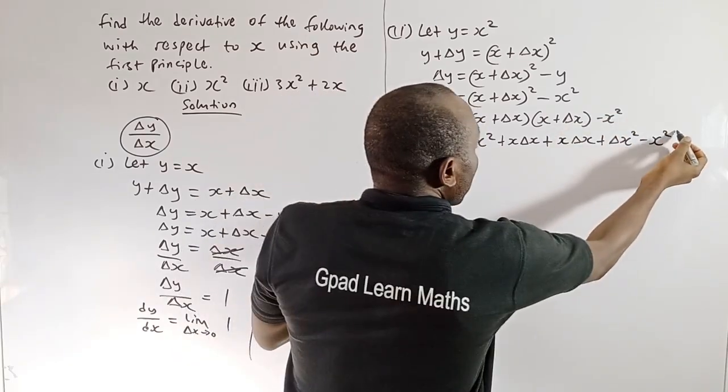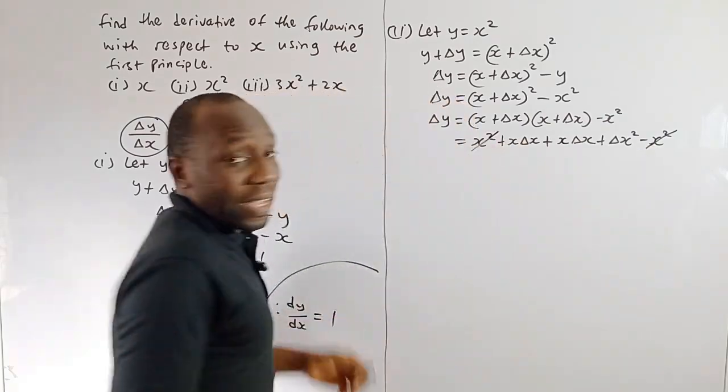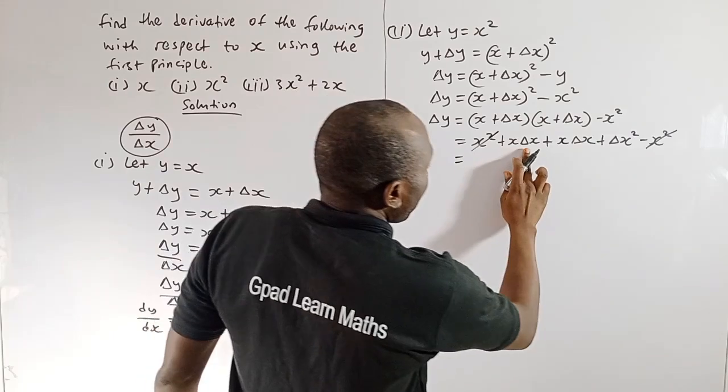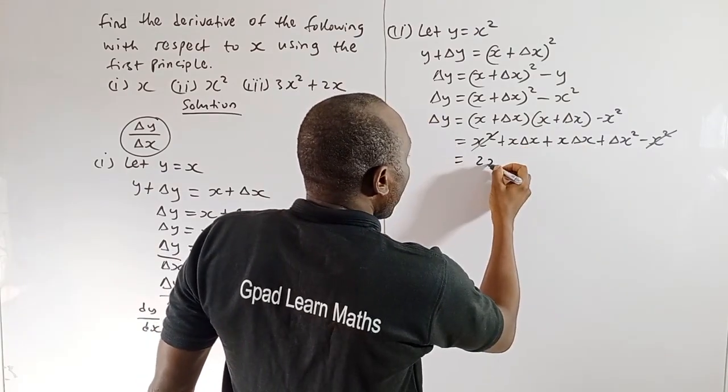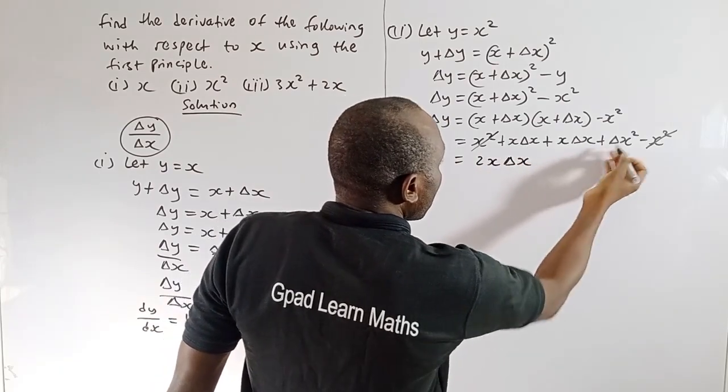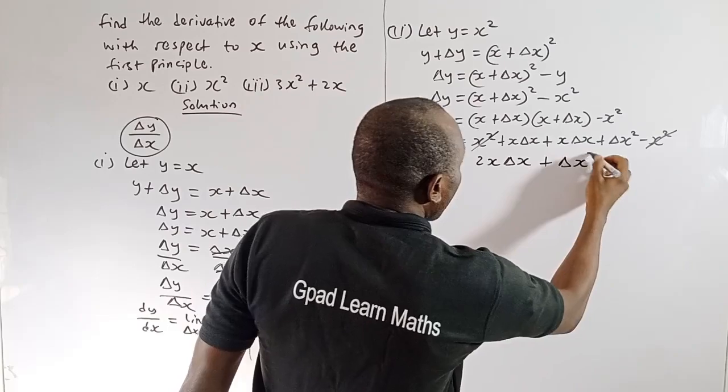So we're going to cancel this one. See, minus x squared cancels what? x squared. What do we have left? We have x change in x plus x change in x will be what? 2x change in x then plus what? Change in x squared.